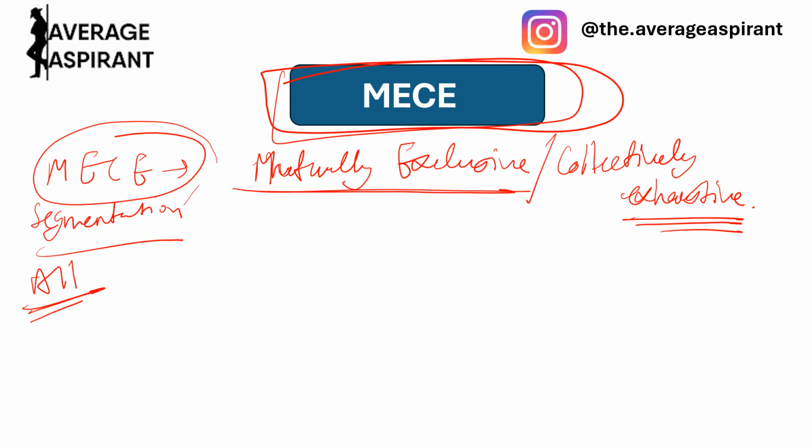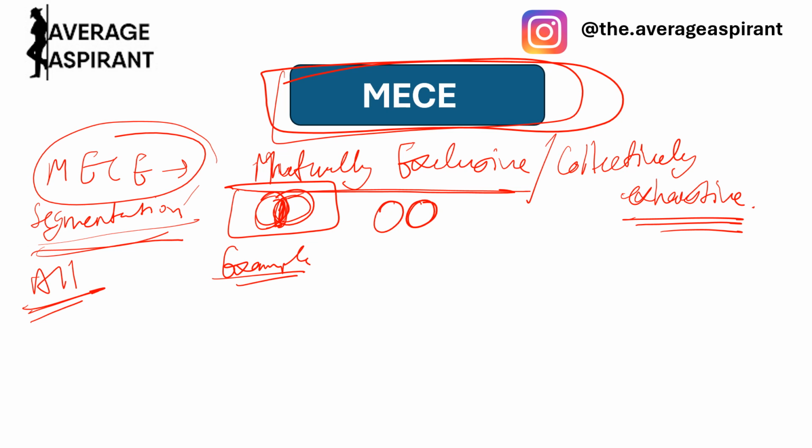What does mutually exclusive mean? That the segmentation or whatever content you are using, different segments should not overlap. This is a Venn diagram, right? You understand what an overlap means in a Venn diagram. So different segments should not overlap. Things should be very different. What does it mean? Example.